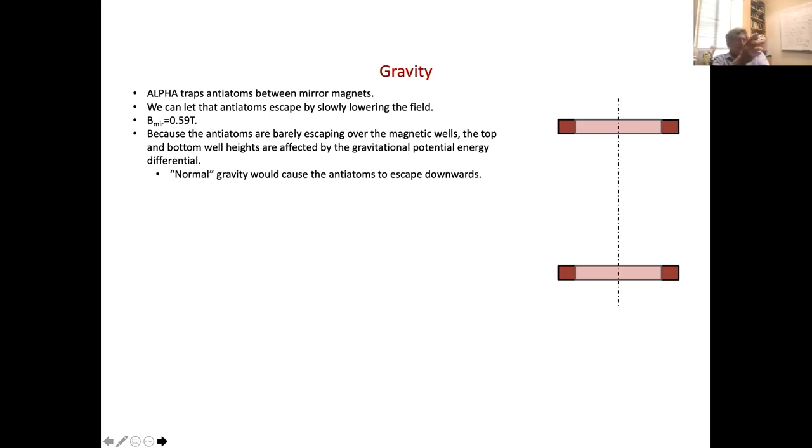Okay. Now we're really doing something slightly different. We're compensating for gravity and then we're comparing the rates top and bottom, but that's a detail. So basically, we're going to see if gravity is the same for hydrogen and antihydrogen.